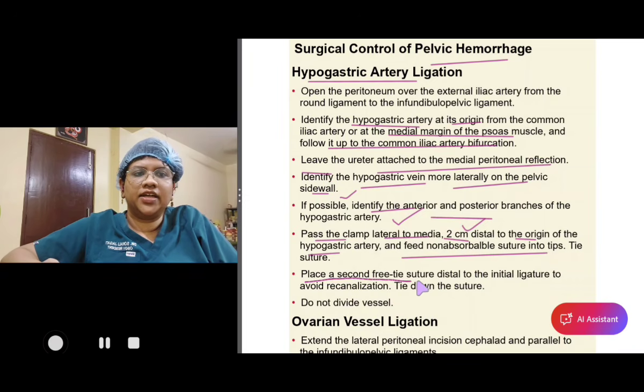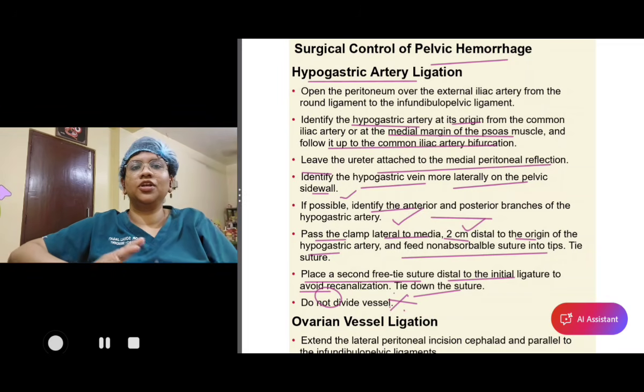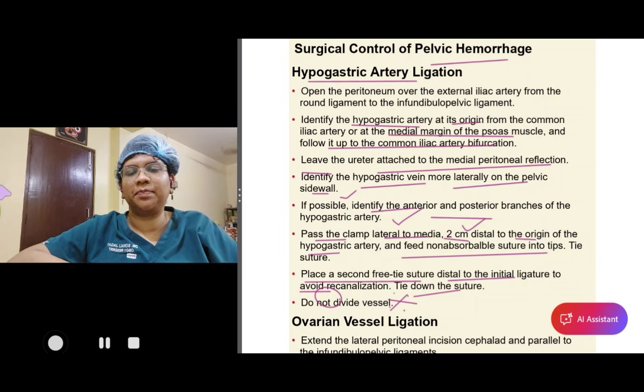Place a second free tie, as I told, distal to the initial ligature to avoid recanalization, and tie down the suture. Do not divide the vessel. This is important to remember. Now this is a nutshell about the internal iliac artery and its applied aspects.